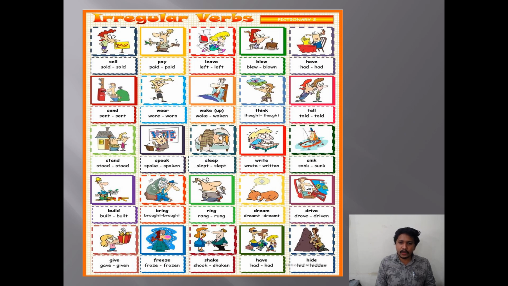By using D or ED or IED, we cannot make irregular verbs. We can make regular verbs that way. Regular verbs are formed by using D or ED or IED to show the action in the past.